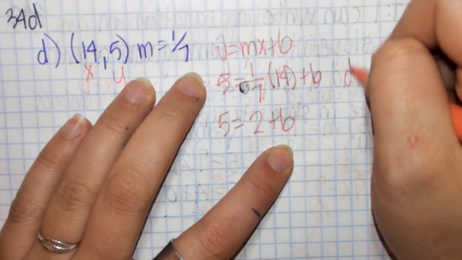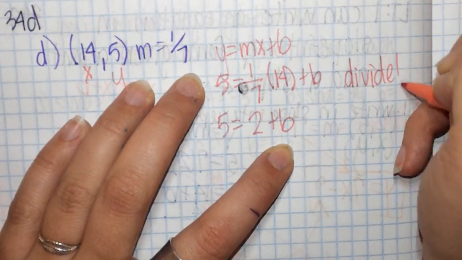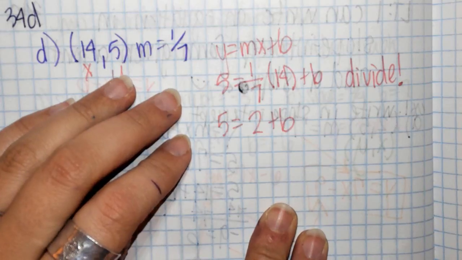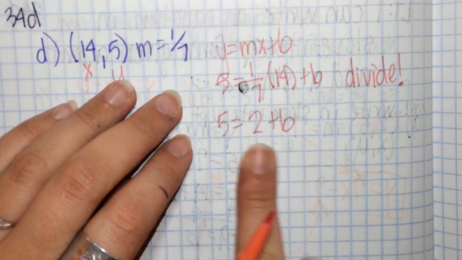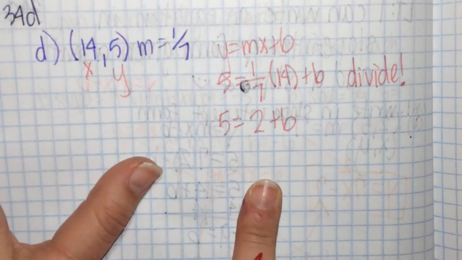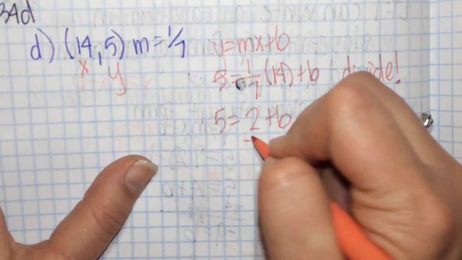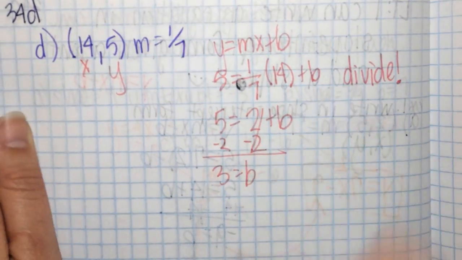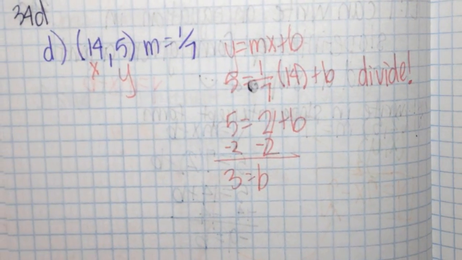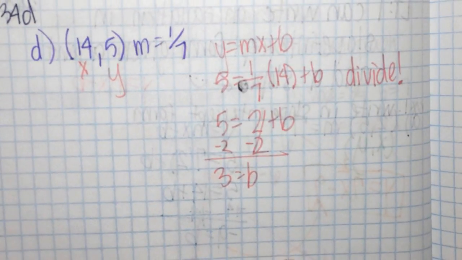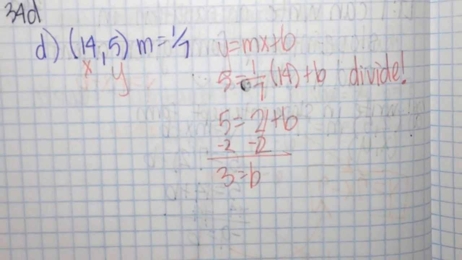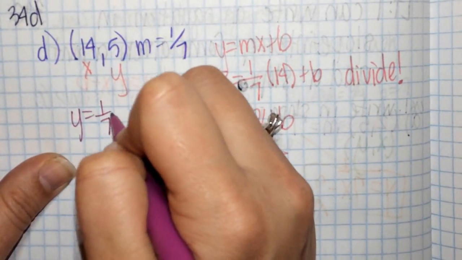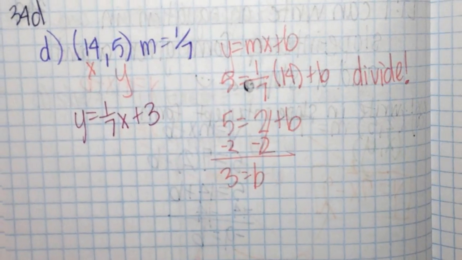Divide right here. Make yourself a note that says divide. Alright, now what do we do from here? Subtract. And that's 3. Now, what do the directions tell us to do? Write in slope-intercept form. So how would we write it? Y equals 1/7 x plus 3. That's it. That's all you do.